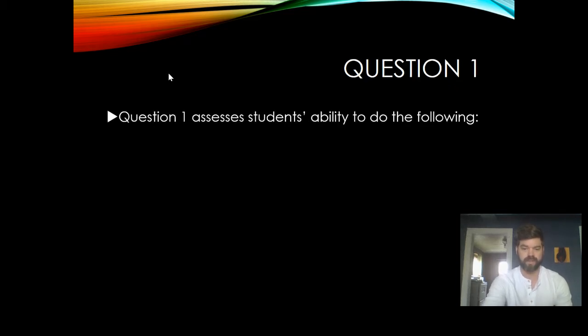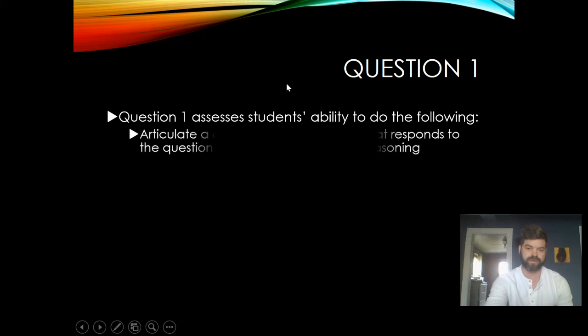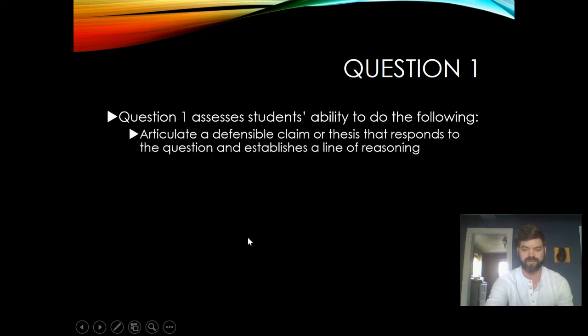Question 1. Okay, question 1 will assess the student's ability to do the following. There's nothing to fill in the notes here, guys. Just follow along. This is to review what the question's asking you to do. You're going to articulate a defensible claim or thesis that responds to the question and, important part, establishes the line of reasoning. If you don't have that line of reasoning part, you're not getting the points on the thesis, and that kind of makes it very difficult to get any more points on the rest of the question.